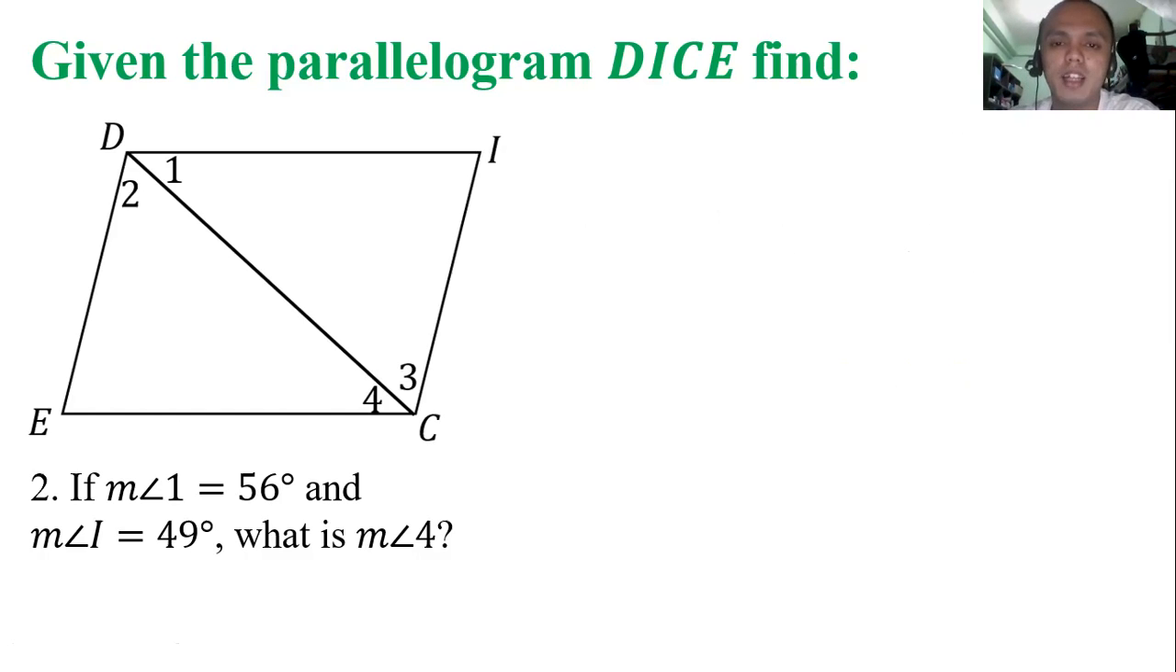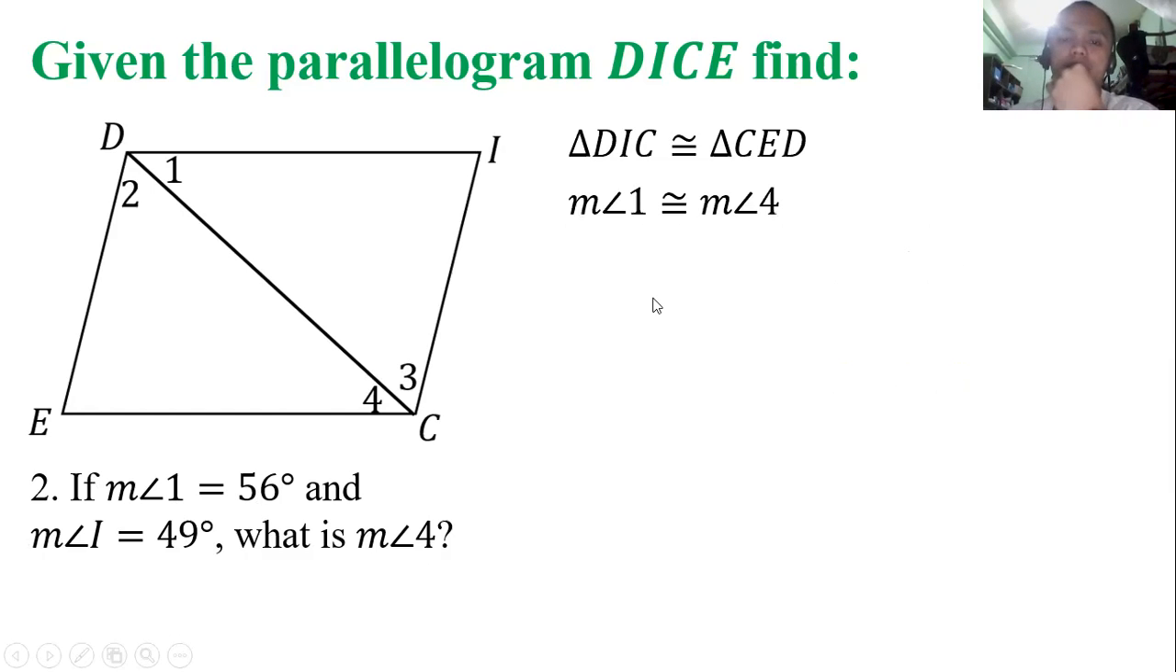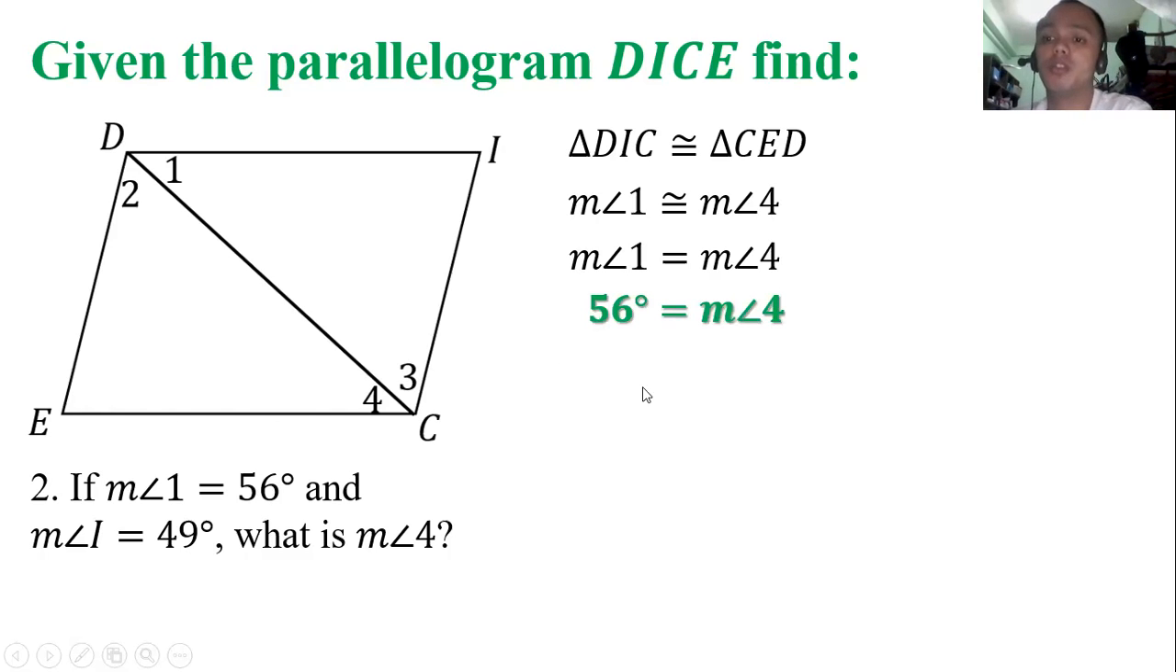Okay? Next, triangle DIC is congruent to triangle CID. No? If measure of angle 1 here is 56 and measure of angle I is 49, what about naman yung measure of angle 4 natin? Now, here, as an alternate interior angles, your angle 1 and angle 4 are congruent. And if they're congruent, they are equal. If your measure of angle 1 is 56, therefore, your measure of angle 4 is also 56. Okay?